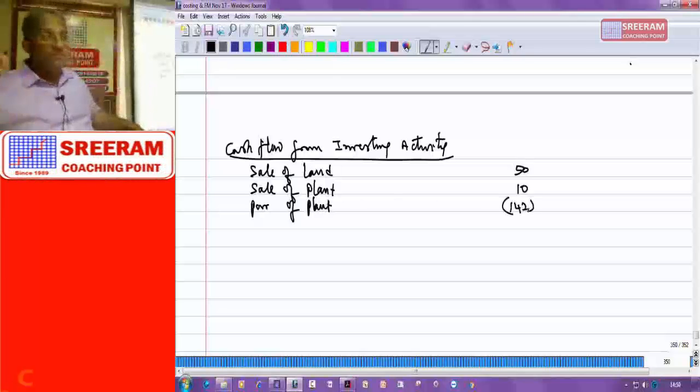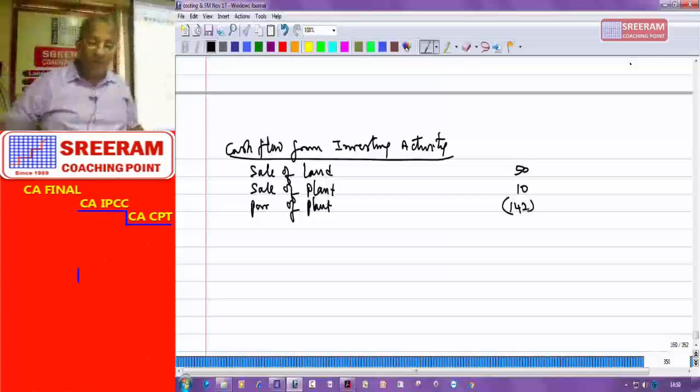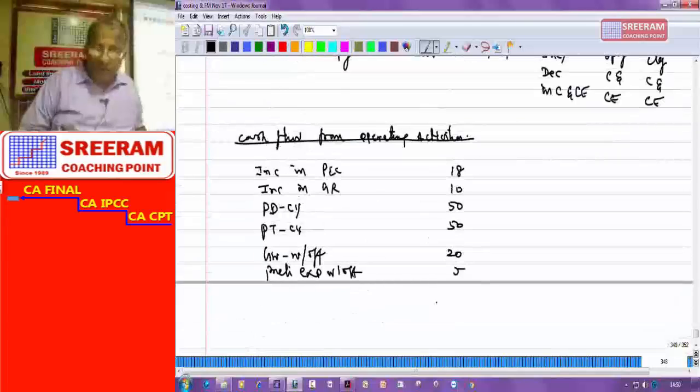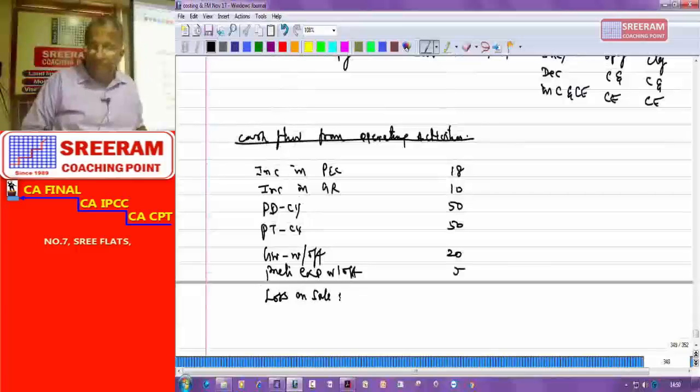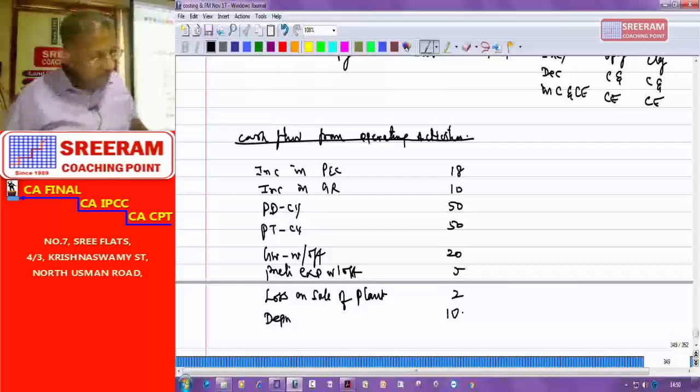Kindly recall, then you had a loss on sale of plant. Loss on sale of plant on the debit side. So add. Depreciation also on the debit side of your P&L account, add. So plant account over.